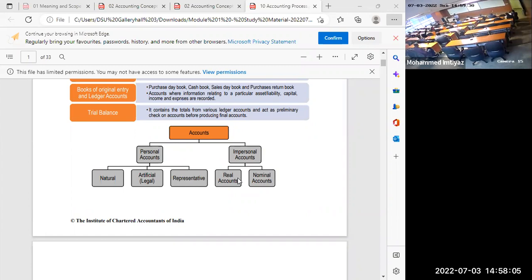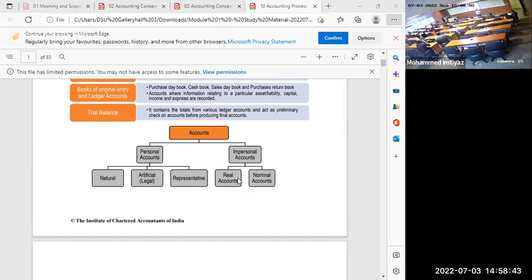What I'm trying to say is, same money, depending upon the person to whom you are giving and the purpose for which you are giving, it gets some name. Those accounts are called nominal accounts. We only name that account. Examples: rent account, salary account, commission account, interest account, donation account, etc. So whenever a transaction takes place in a business organization, you should analyze the transaction based on this logic.